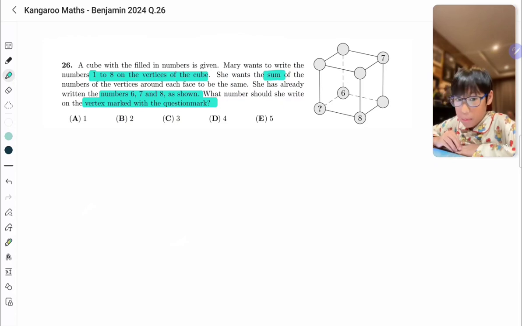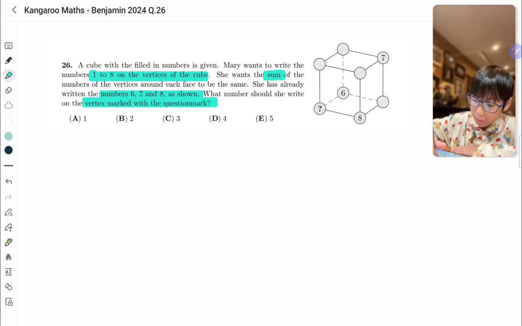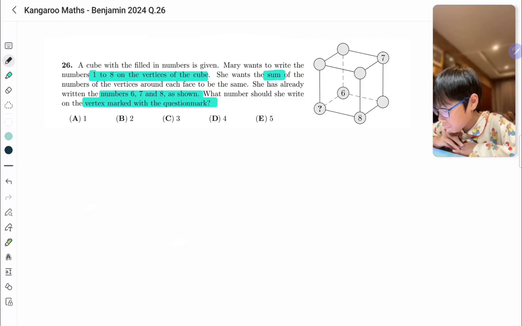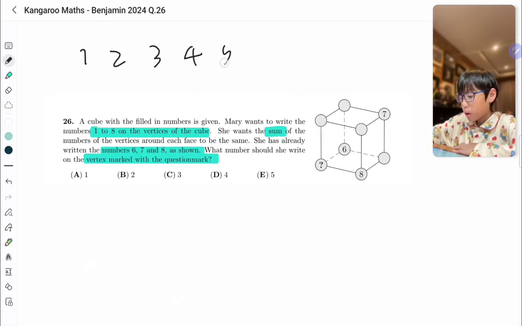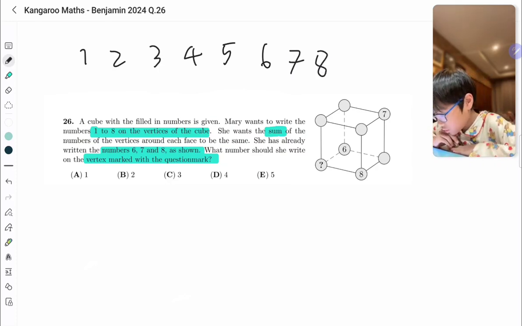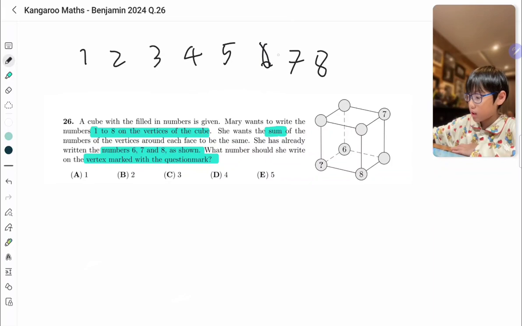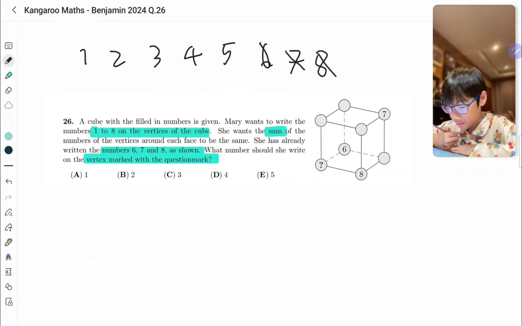So let's see what we can play with the numbers. I'm going to write all the numbers 1, 2, 3, 4, 5, 6, 7, 8. Long, to be honest. We've already used 6, 7, 8, so cross them out. You can't use those anymore. And now let's go back to the question.